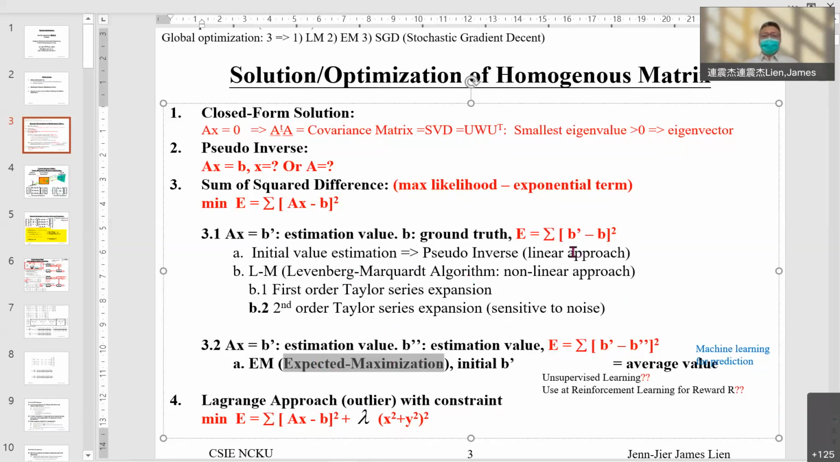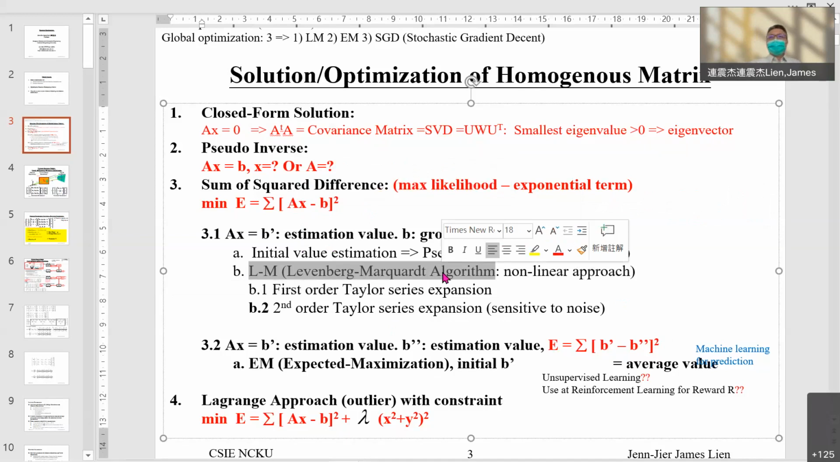LM is this one. B is the ground truth, and B prime is the unknown. When we have a ground truth B, we label it B, and B prime is AX. So we try to solve for A. In this kind of situation, we can use LM.